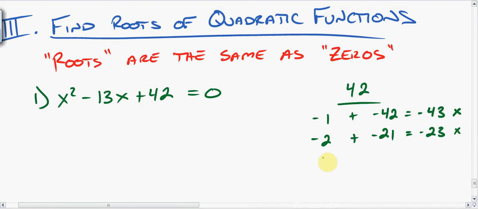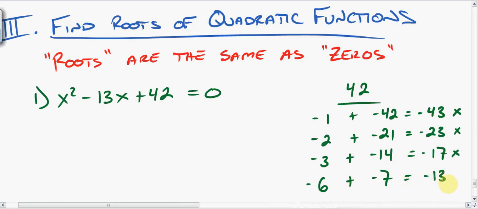What about 3? 3 goes into 42 14 times. Both factors are negative. So negative 3 plus negative 14 is negative 17. Still not negative 13, but getting closer. 4. Well, 4 doesn't go into 42 evenly. 5 doesn't either, but 6 does. 6 goes into 42 7 times. Both factors are negative. Negative 6 plus negative 7 is negative 13. That's what we want. So these are the factors we're going to use.